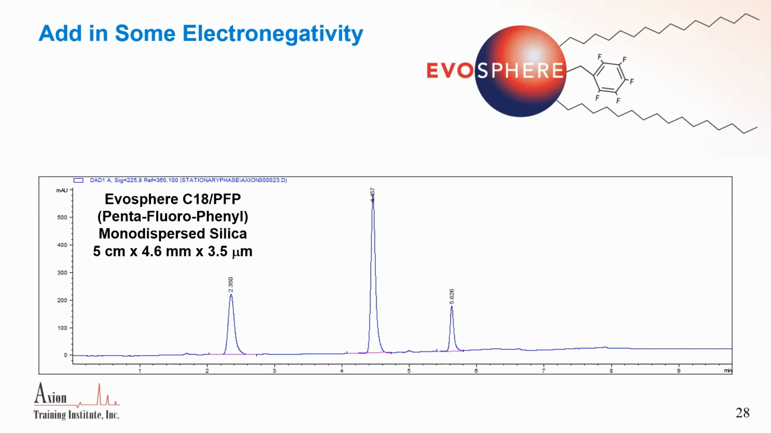This is not a bad column. This is not a bad stationary phase. It is the wrong stationary phase for this application. Don't throw that column away. We're just going to use it for something else. So let's keep going. After these are the Evosphere columns.